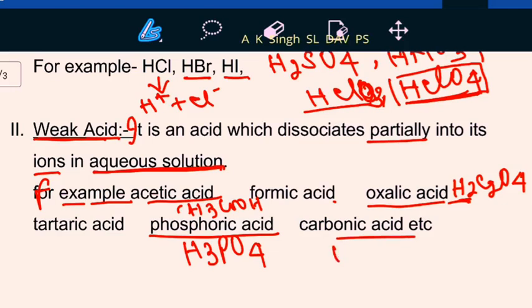Carbonic acid, H2CO3. It is very weak acid. Such type of acid forms in soda water. But when bottle is opened, then what happens? It dissociates as H2O and CO2. It is very weak acid.